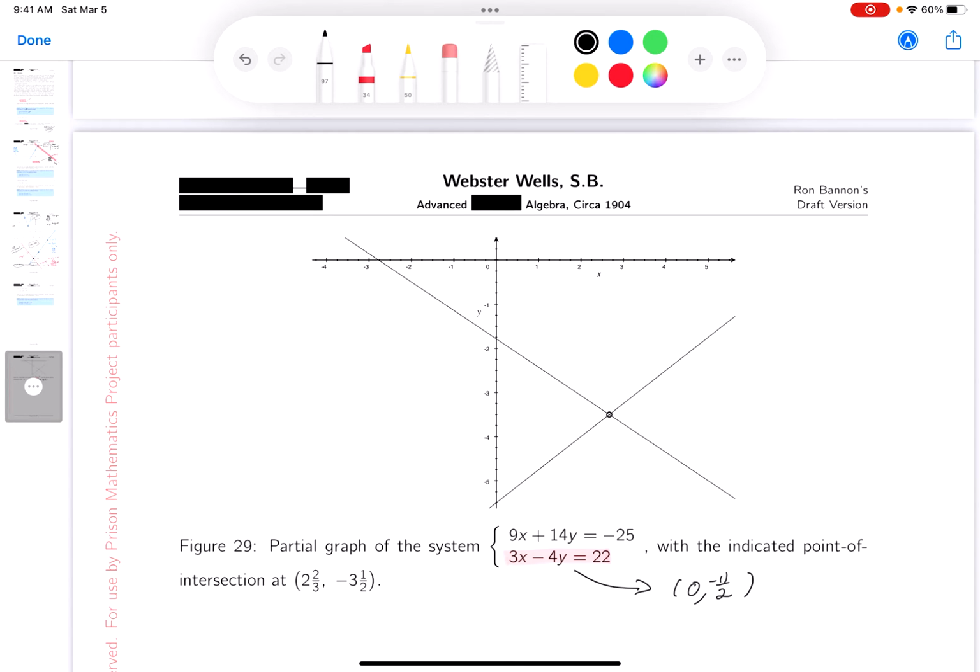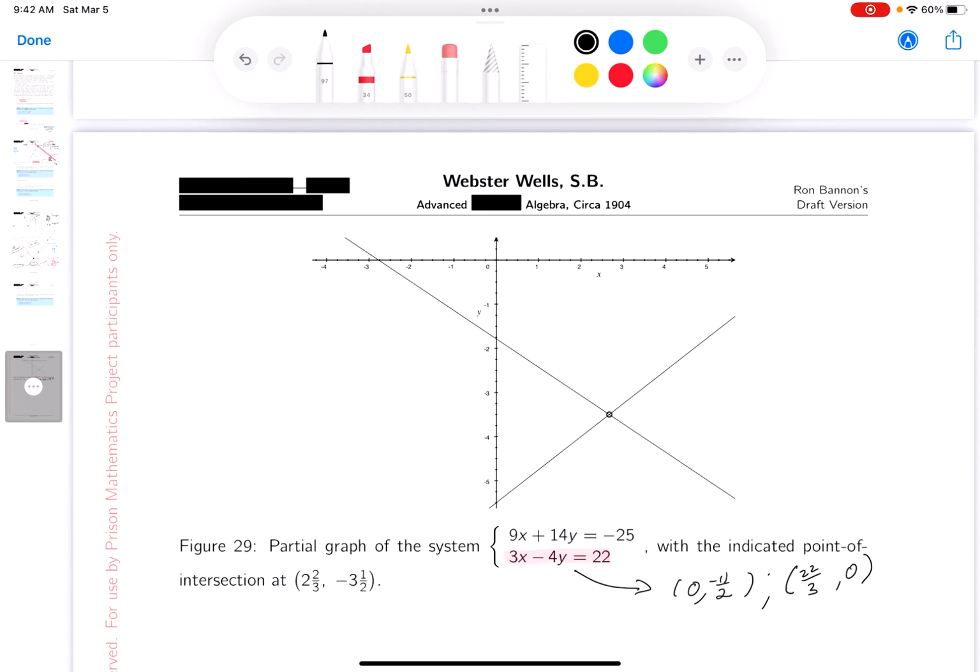All right? And then someone says, would you pick another easy point? I think I would, because I need 2 points to graph a line. And what's the other point going to be? Well, I'm going to choose y to be 0 now. And what would you give here? 22 thirds. And I want to plot those points. I got to plot 1 point at a time.